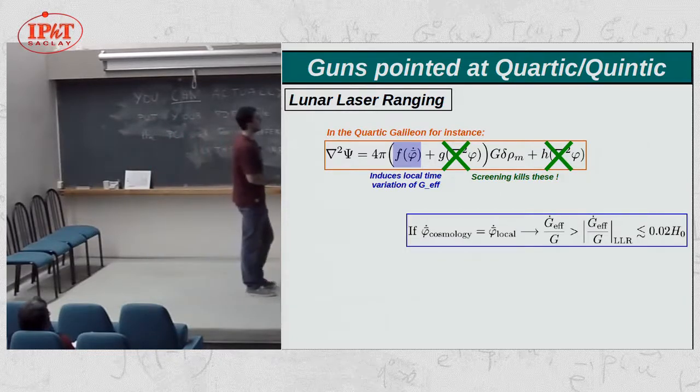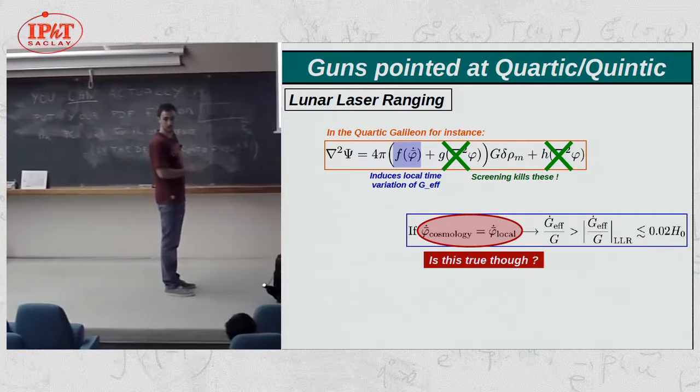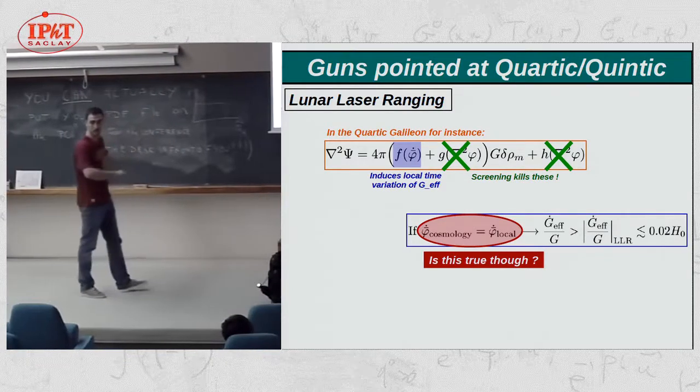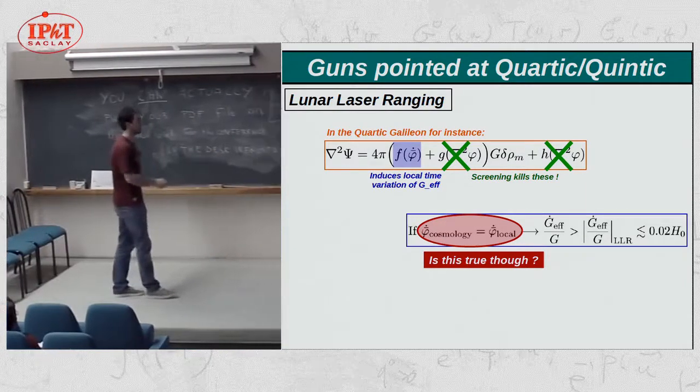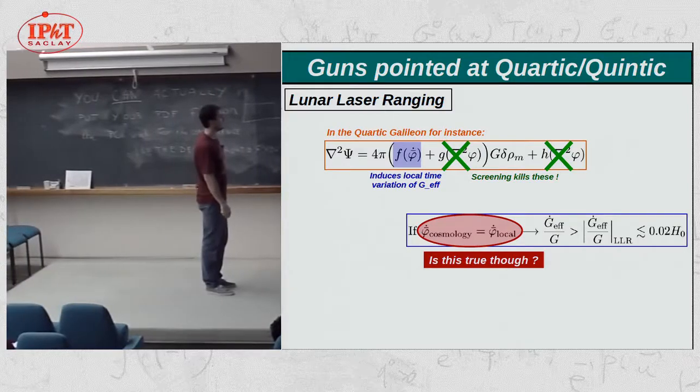One caveat I can think of, and I'm super happy to hear discussions about this, is: is this true though? Like, can we just take the cosmological value of the scalar field and plug it in when we make a prediction for the solar system? I've talked to many people, and this is currently, to me at least, an unanswered question.